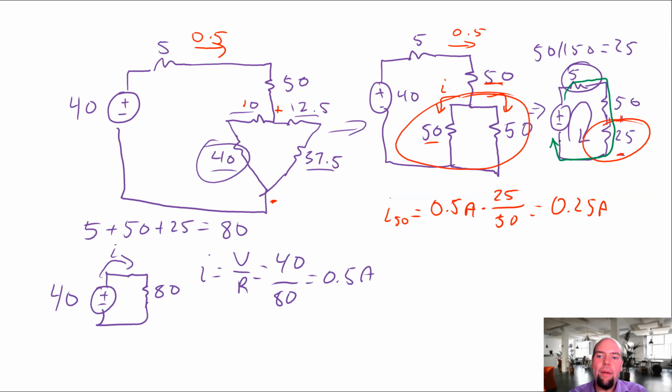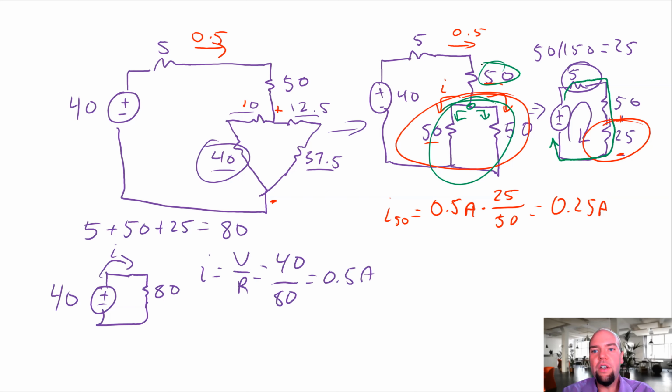What we care about is where it branches, where the current splits off. The current splits off right here. So part of that 0.5 amps goes here, part of that 0.5 amps goes here. This is my parallel section, my current divider. This is the section of my circuit where I have a known current flowing into a parallel collection of resistors. This 50 was not in parallel with those other 50s. It's not part of my current divider circuit, so I don't use the current divider formula with it.